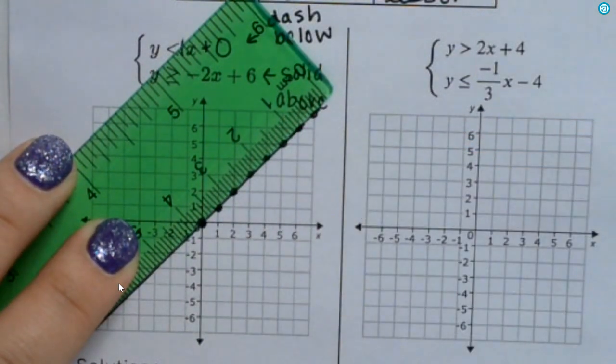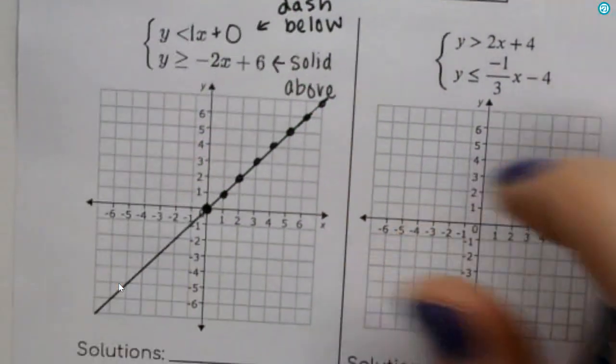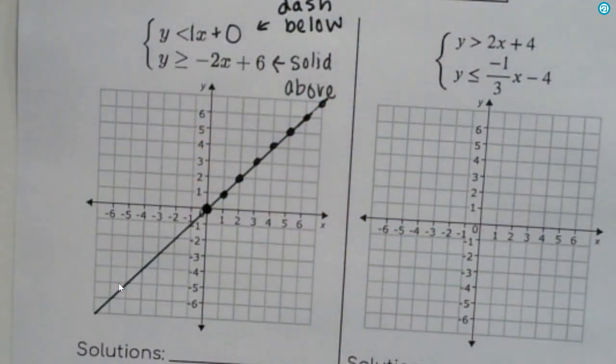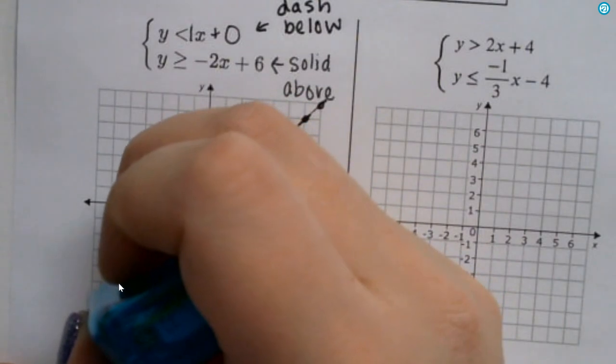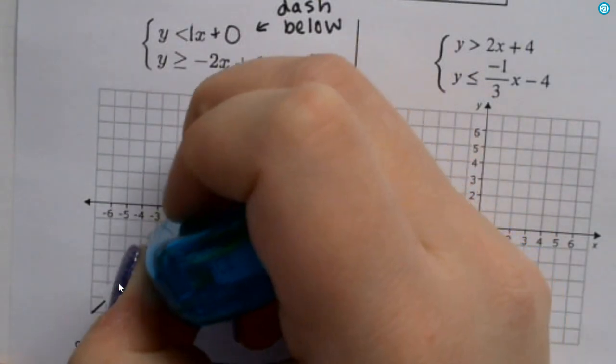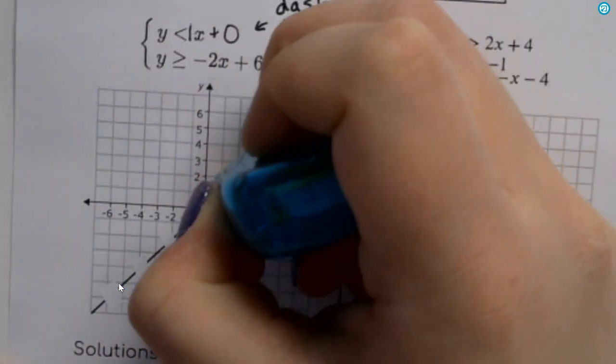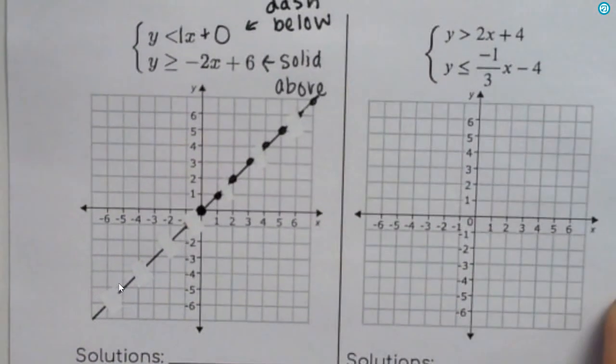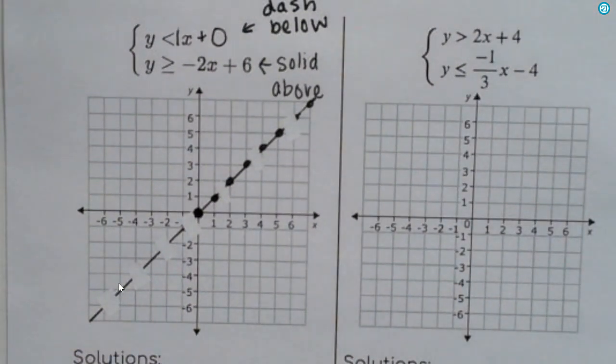And I just messed up because that was supposed to be a dashed line. So do a dashed line, erase every other little chunk, or if you didn't graph it yet, do a dashed line. Okay, so that should be a dashed line, but it needs to go all the way across your graph.